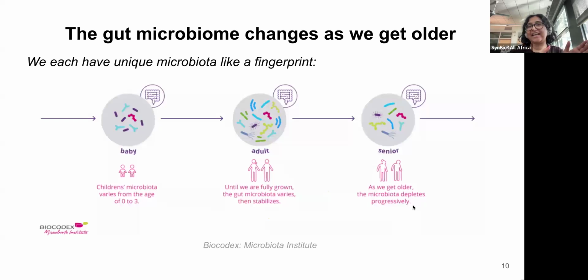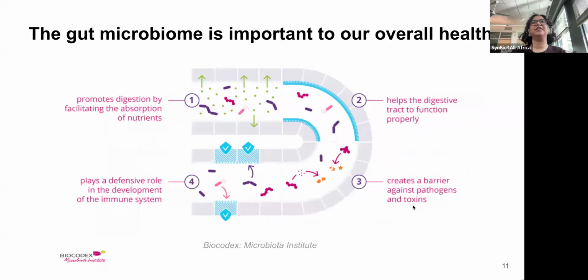As you get older, the microbiota will then start losing its diversity, and it undergoes a lot of different changes, with the host having an effect on the microbiome and the microbiome having an effect on the host. So what does our microbiome actually do for us? The gut microbiome is very important to our overall health. There are a couple of different functions on the screen, but I want to really point out 2 of them.